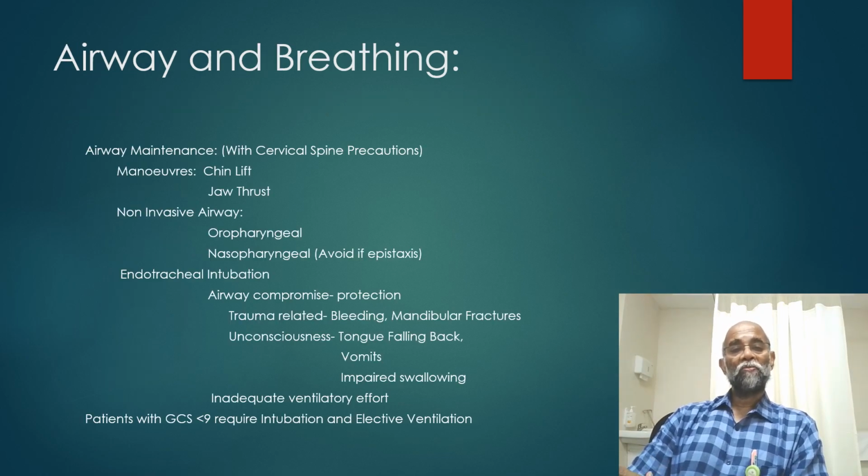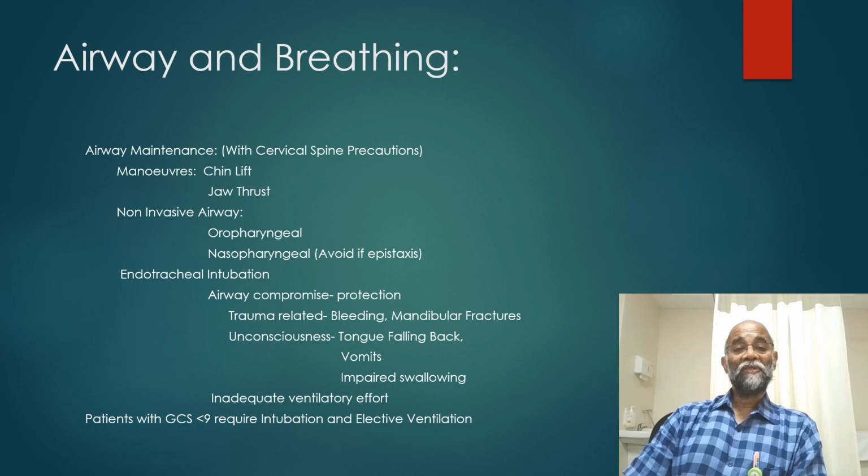As in all trauma, airway and breathing take precedence. Airway maintenance in head injuries is always done with cervical spine precautions, because the cervical spine is injured along with a head injury in 8 to 12% of cases of severe head injury. Maneuvers which are preferred include chin lift or jaw thrust with neck extension used minimally.